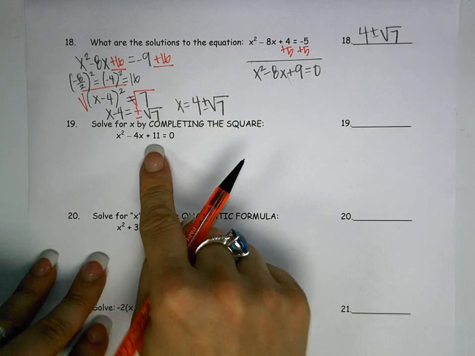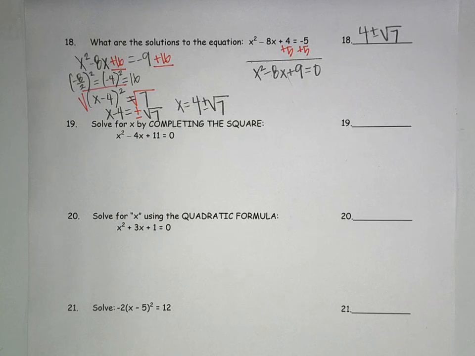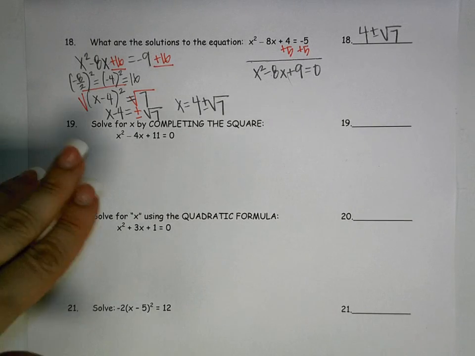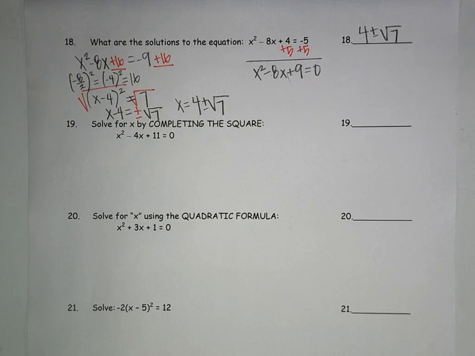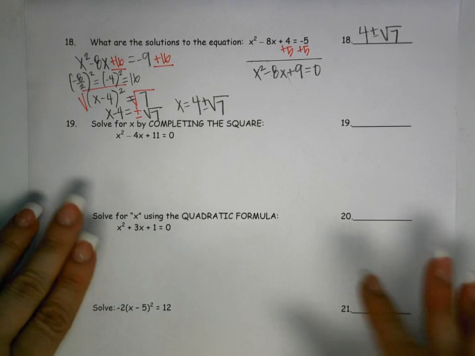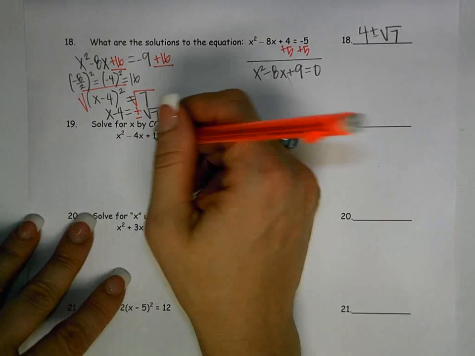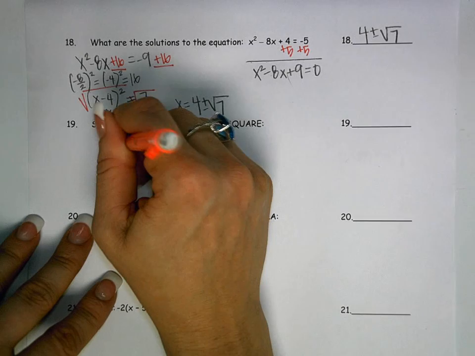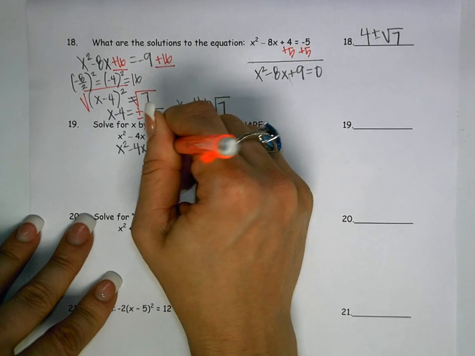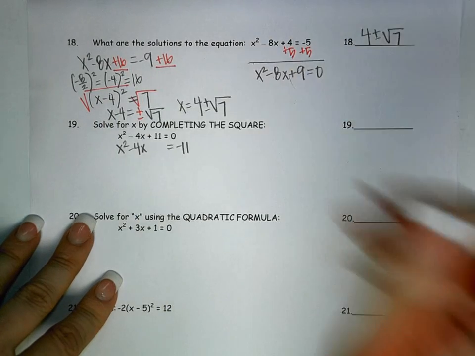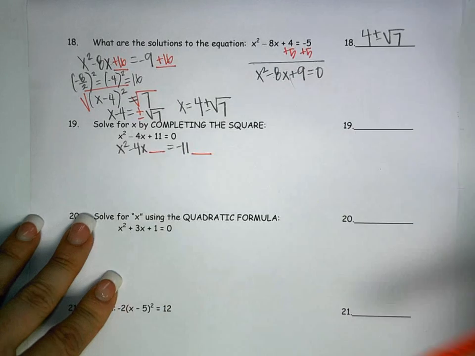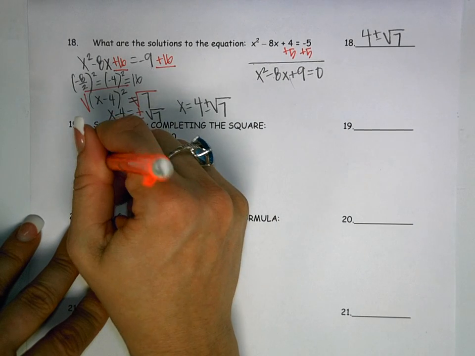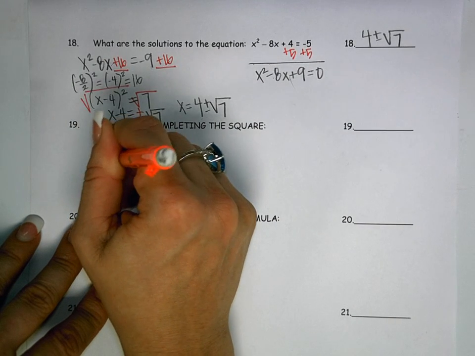Now, this one specifically says solve by completing the square, so you have to. If it asks you to do something a specific way, I want to see it done that way. No quadratic formula, no factoring, none of that. So start by creating your space. Move over the 11 and have an open space to fill. So we take the middle number, divide it by 2 and square it.